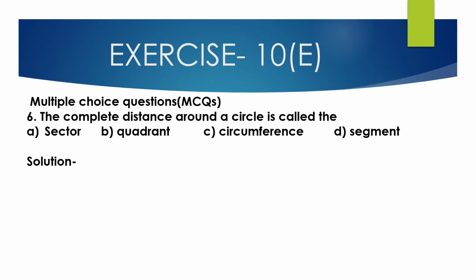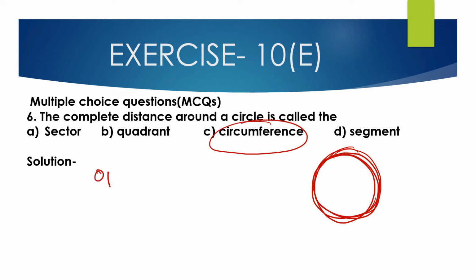Now we will solve question number 6. Multiple choice questions. The complete distance around a circle is called the, options are secant, quadrant, circumference, and segment. The complete distance around a circle is called the circumference. So option C is the correct option. This is the circumference of the circle.